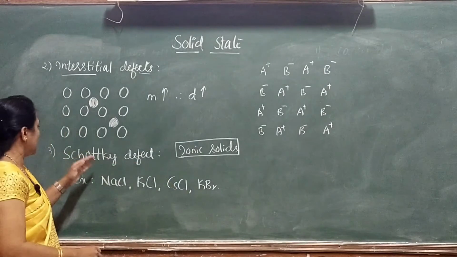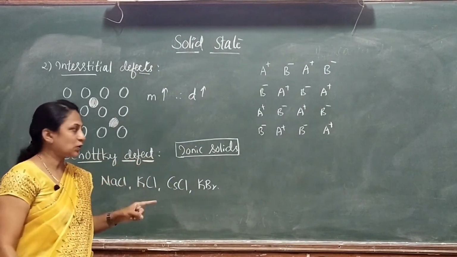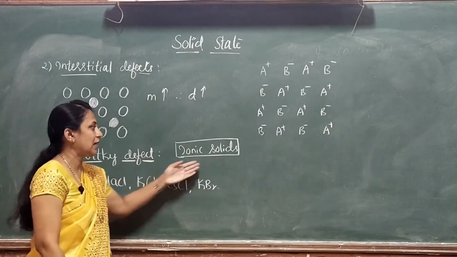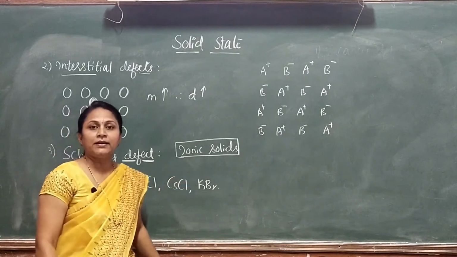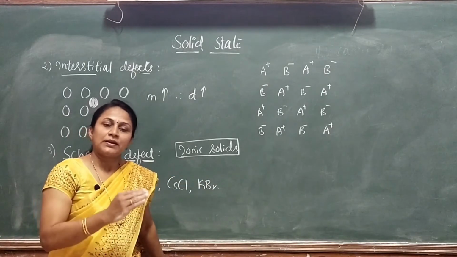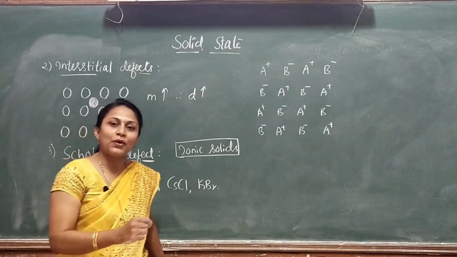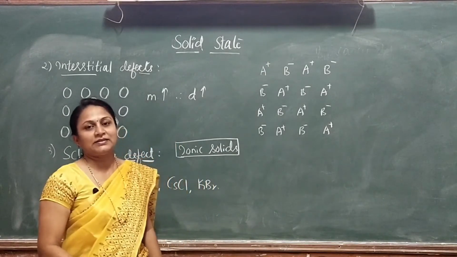The third one is Schottky defect, and the last one is Frenkel defect. Both these are shown by ionic solids. And one thing here, ionic solids exhibit electrical neutrality. That means number of positive charges is equal to number of negative charges.